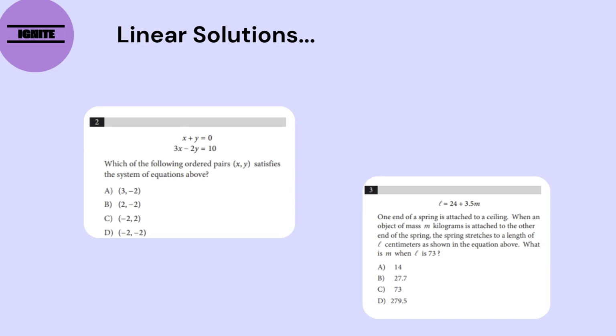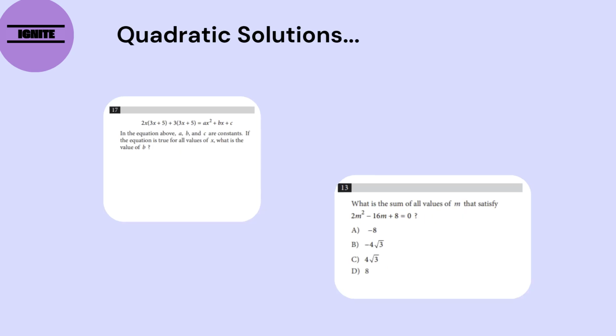Next, we have linear solutions. Now, this could be anywhere from just single linear equations all the way up to systems of linear equations. If we look at this, we can see that number 2 on the left represents a system of linear equations, and number 3 represents an equation already given and just the input of specific variables to solve.